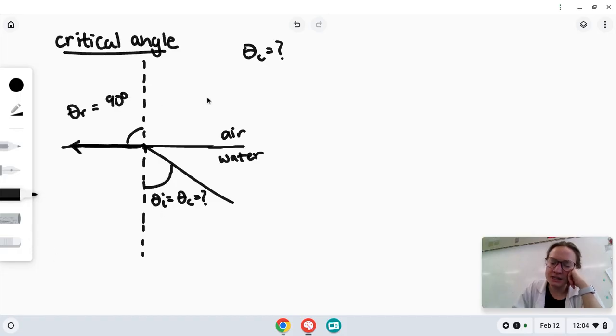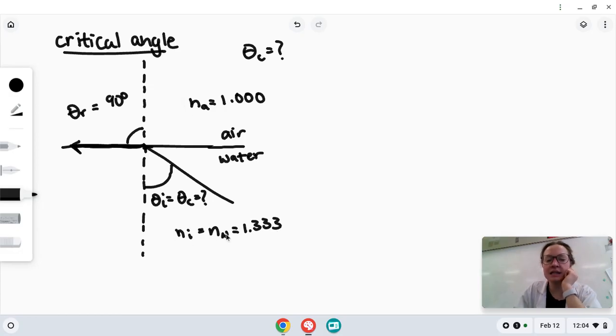Let's go ahead and see what we can do. Before we can do this problem, you would have to know that the index of refraction for air is specifically equal to 1.000, and you need to know that the index of refraction for water is specifically equal to 1.333, like this. We'll label this one N_I because it's my index of refraction on the way in. We'll label this one N_R because it's my index of refraction on the way out.